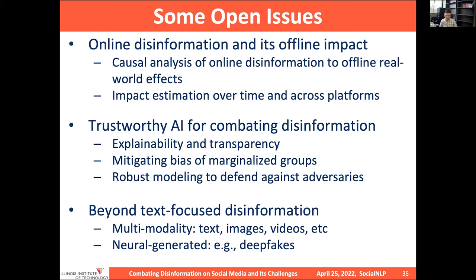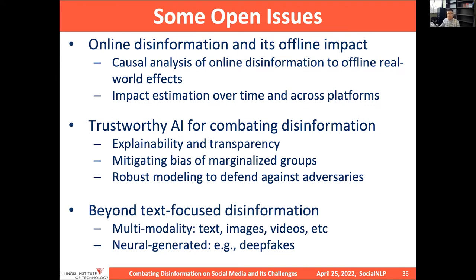And we can estimate the impact of the disinformation over time and even across different platforms, right? And I would say building trustworthy AI tools to combat disinformation is also very important. As I have talked with different types of organizations, oftentimes before they use any tools, they want to really understand whether it's reliable, whether they can trust it, and why some kind of algorithm makes such predictions. It's very important especially for these downstream decision makers. So we want to increase the explanation ability and transparency of these tools. And we should also consider the potential bias in disinformation that is targeting minoritized or marginalized groups, okay?